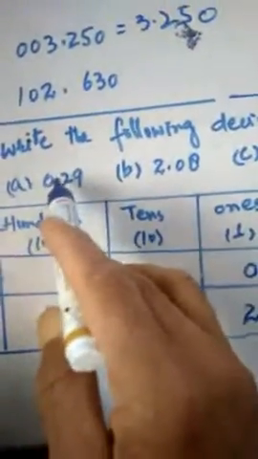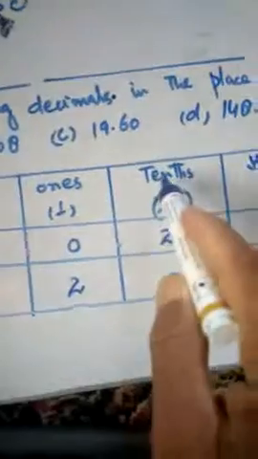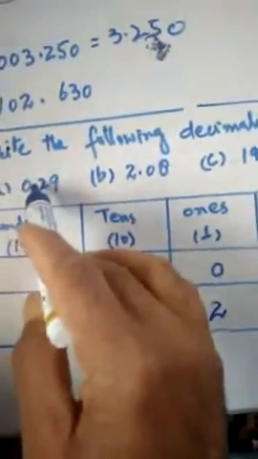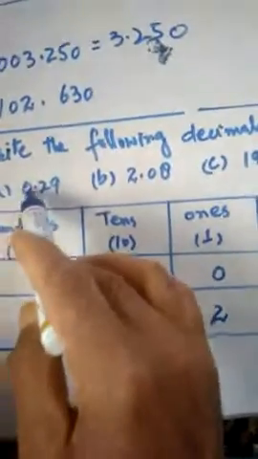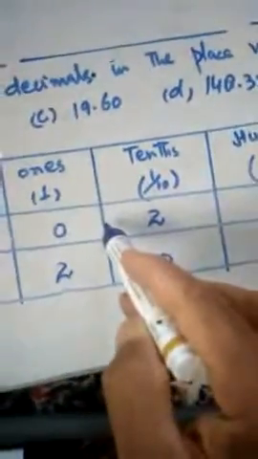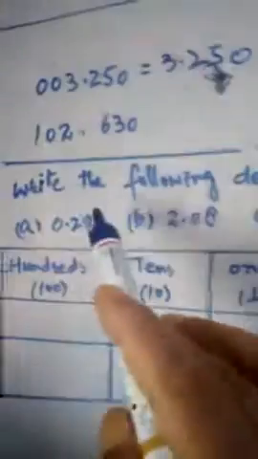In part A, the point comes between ones and tenths. That means towards the left of this point, it is 0. It comes in ones, but it is 0 ones. We start from here, from ones. We have 0 ones, then the point, then 2 tenths and 9 hundredths.